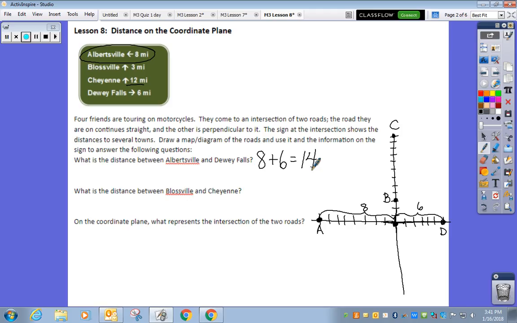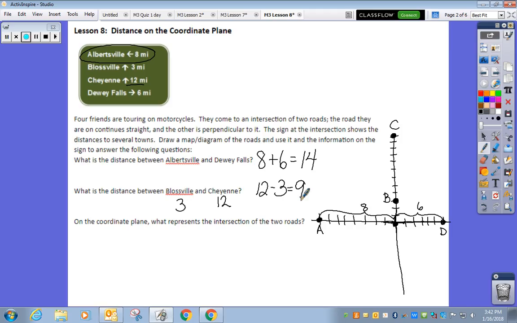The distance between Blossville and Cheyenne, so to go from here to here, 1, 2, 3, 4, 5, 6, 7, 8, 9 miles. So remember, Cheyenne was 12 and Blossville was 3. So in this case, I'm actually going to subtract them to find they're 9 miles apart.